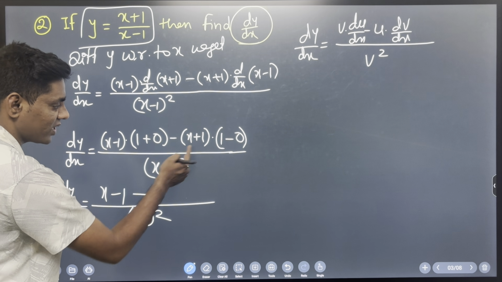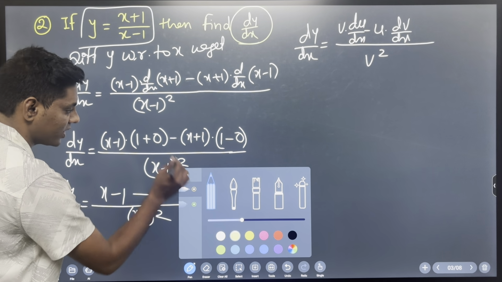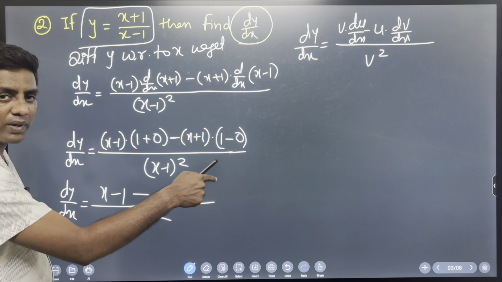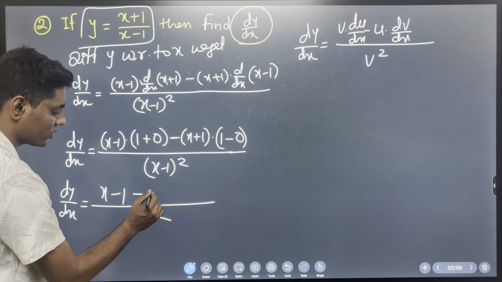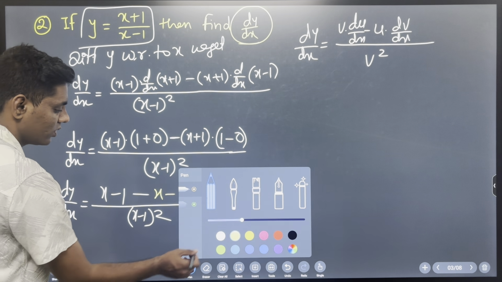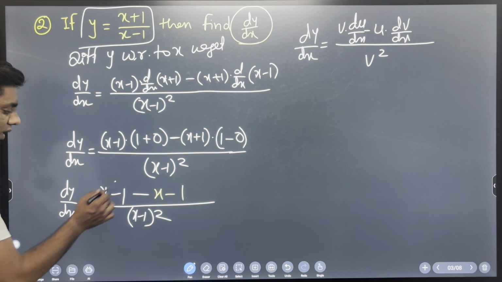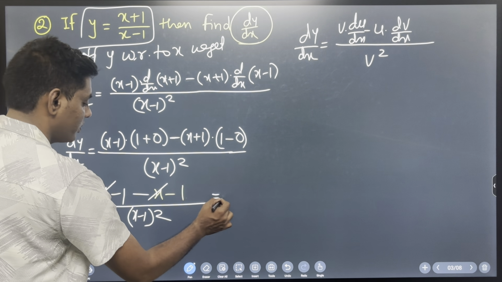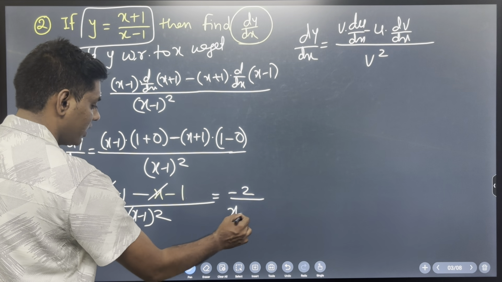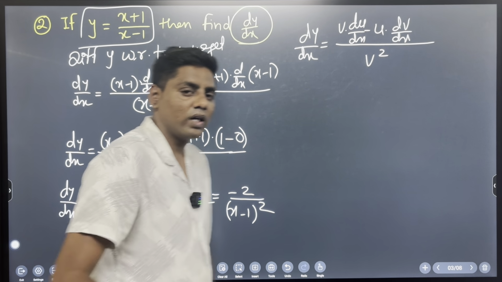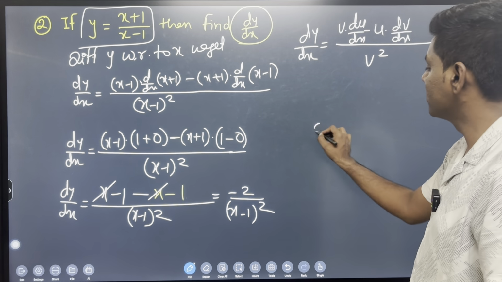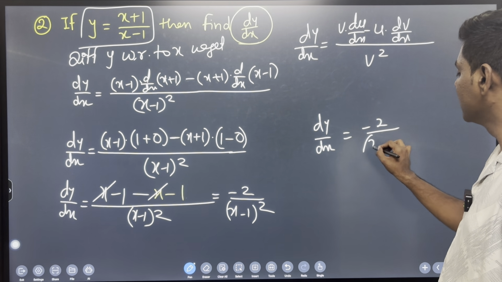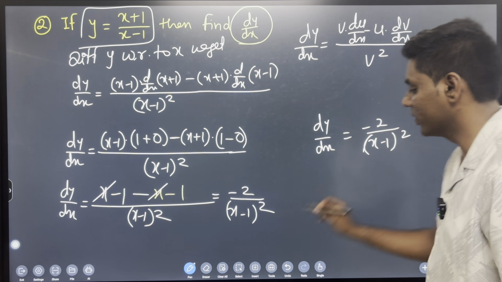Remember that whenever there is a bracket expansion and there is a minus sign, both terms are positive, so minus multiplied, it becomes minus plus, that is minus. So minus x minus 1. So next from here we observe that x gets cancelled, minus 1 and minus 1 is minus 2. So it becomes minus 2 divided by x minus 1 bracket square. And the final answer, dy by dx equal to minus 2 divided by x minus 1 bracket square.